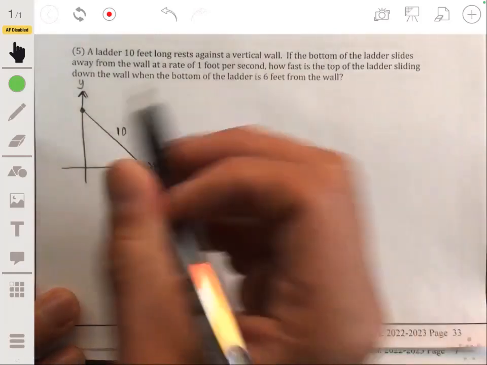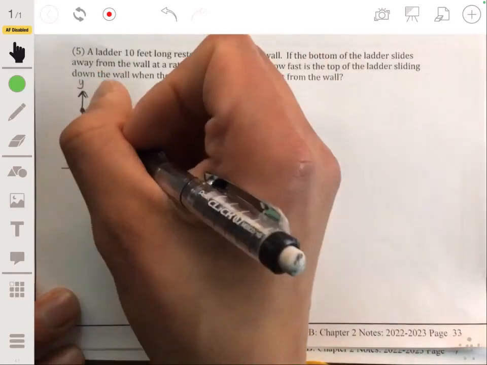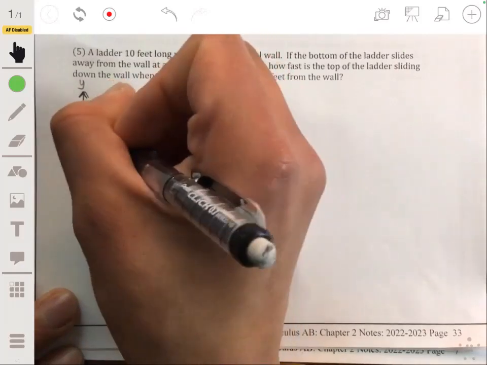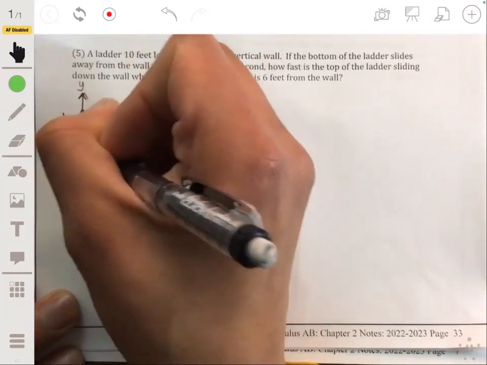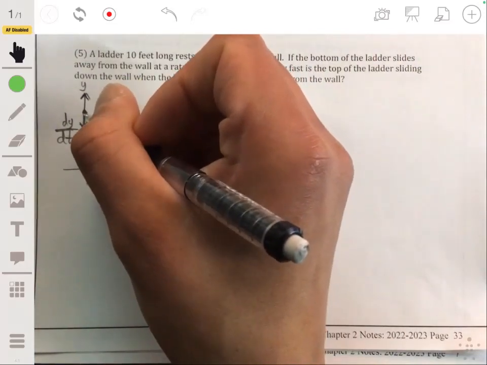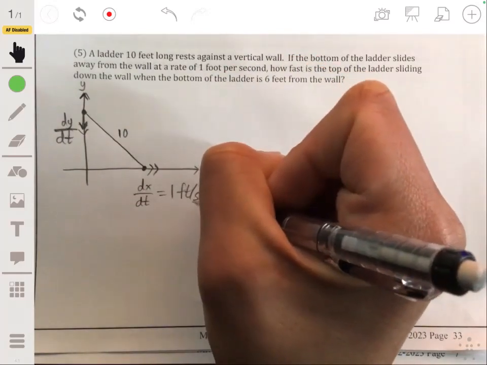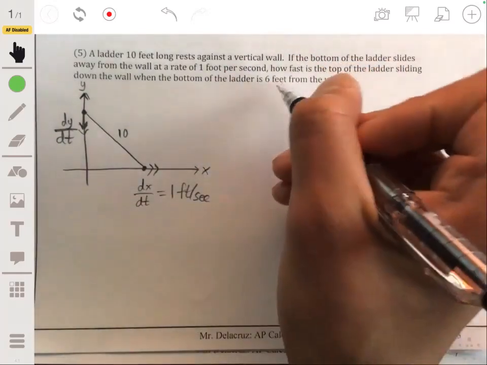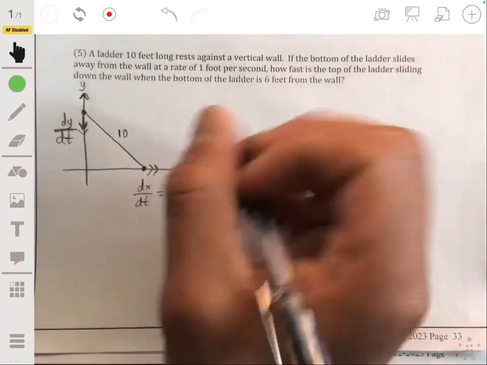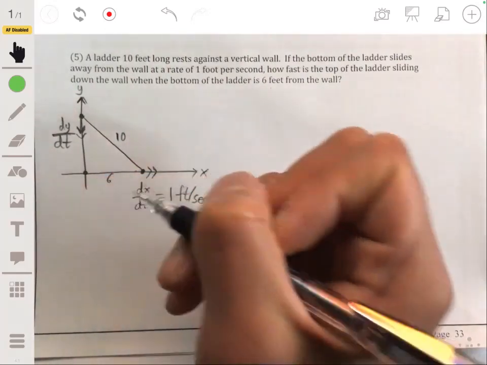And we're trying to find how fast the top of the ladder is sliding down the wall when the bottom of the ladder is 6 feet from the wall. So this is the top. So we're looking at dy/dt. We want to basically figure out how fast this point is moving down as this point is moving to the right at a rate of 1 foot per second, and at the moment when the ladder is 6 feet from the wall. So when the distance from here to here is six, per se.